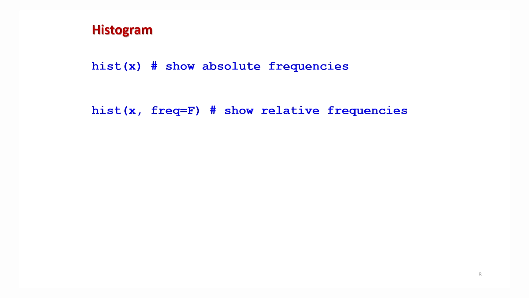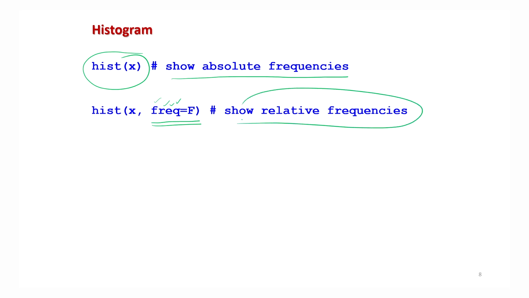Now, if you want to create the histogram in the R software, then the command is hist, and inside the parentheses you give the data, and this will create the histogram with respect to the absolute frequencies. Now, if you want to create the histogram with the relative frequencies, then you have to use the option freq equal to FALSE, with freq in lowercase. If you use this option, then it will not use the absolute frequency, but it will use the relative frequencies to create the bars, right.